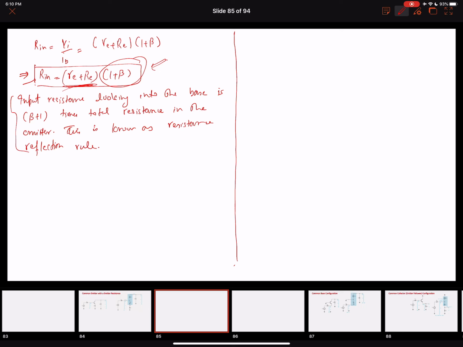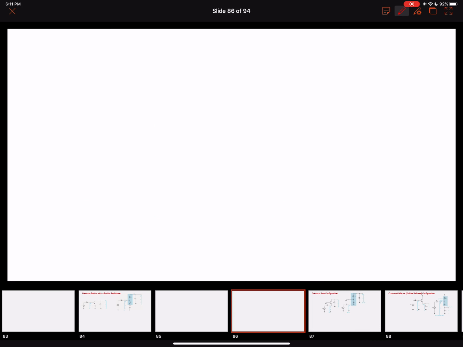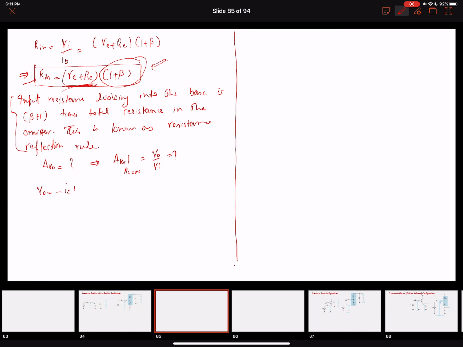We are going to perform the same process. The first thing that we want to find after finding the value of resistance is the open circuit voltage gain. Again, open circuit voltage gain is when RL is infinite, and it is V0 over VI. This is what we want to find. So let's find the value of the output voltage. Look at the direction of the collector current, right? So it should be IC RC, and our collector current is flowing in that direction, so our output voltage is going to be minus IC RC.